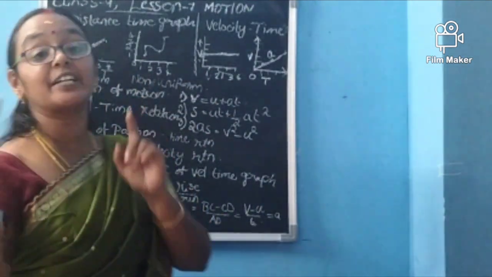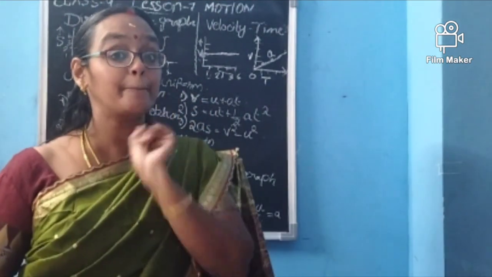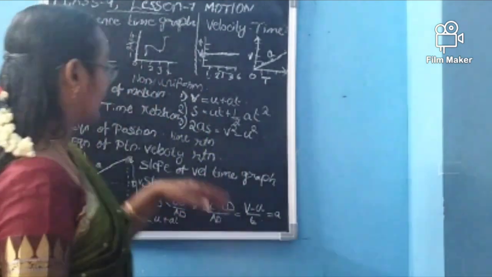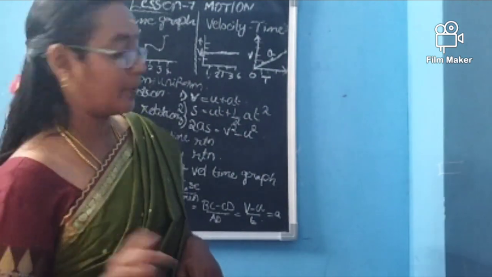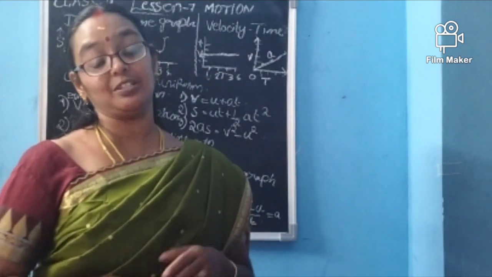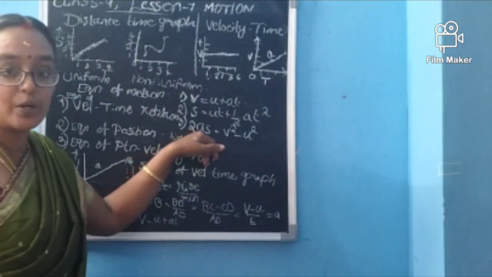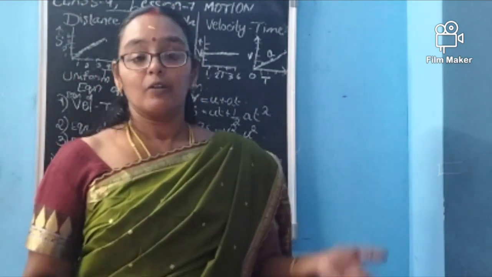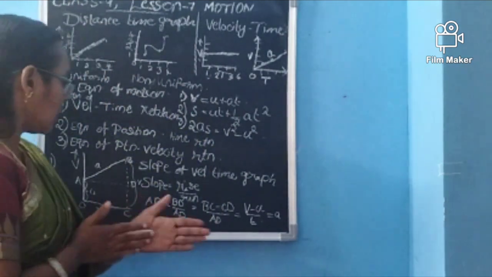The equation of position time relation is the second equation: displacement is equal to Ut plus half AT square. And the third is the equation of position velocity relation: 2AS is equal to V square minus U square. In which form they will ask the question, we don't know. So we should know and understand this.